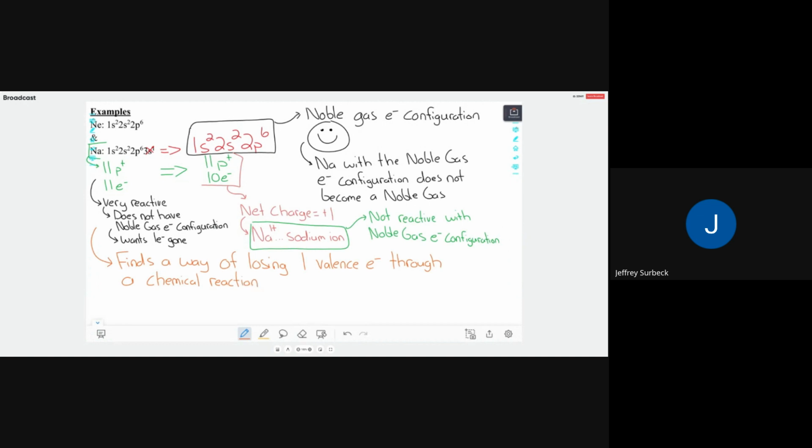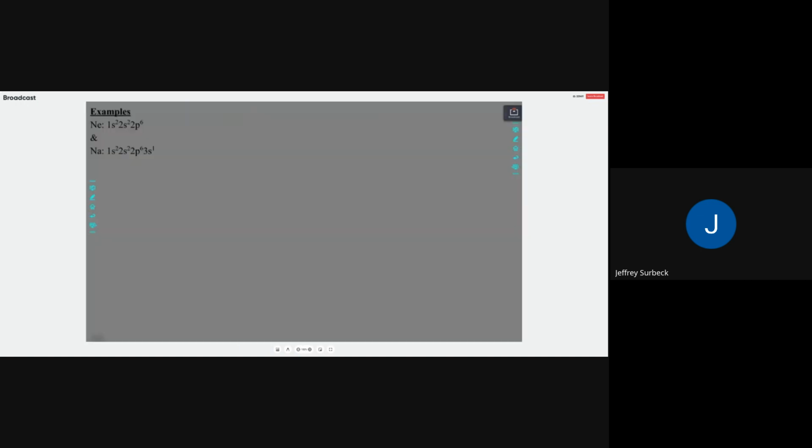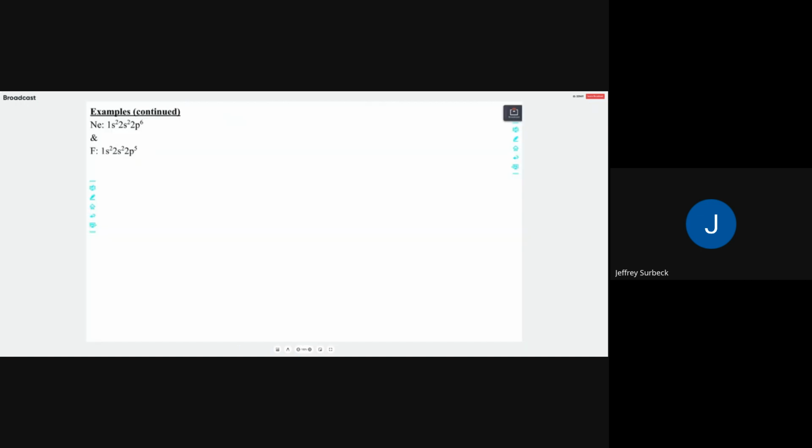All right, so now let's take a look at another example. We won't go as in depth because a lot of the knowledge can be transferred. We're just going to highlight some important things. Okay, so we go to the next example. We still have neon as our noble gas, the noble gas electron configuration that now fluorine wants to obtain.